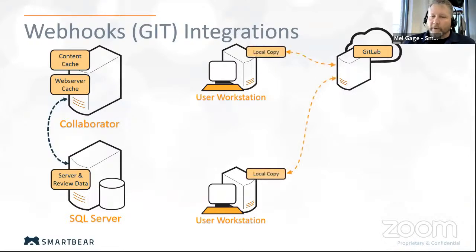So with the Git workflows, your users have their local copies that then communicate up to the source control management system. They make changes, they do pushes up to those servers. And then we manage a webhooks communication between Collaborator and those source control tools. And that webhook integration communicates between Collaborator and GitLab or the Git repositories to manage things like the pull requests and pushes. And Collaborator adds more functionality in these types of integrations as well.